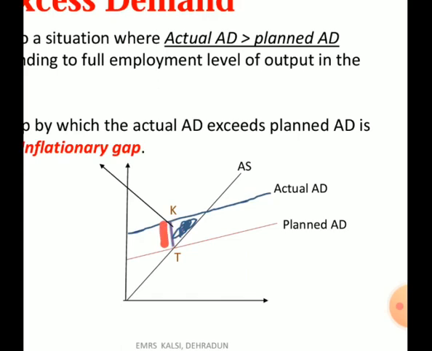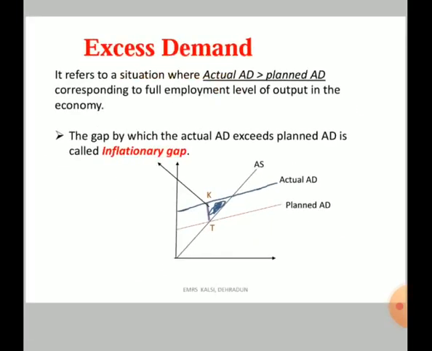This question has come in your exam and might come in the upcoming exam also. You can see the past year paper, this diagram was there, and it was asked what we call the gap KT. So your answer will be that the gap KT is called the inflationary gap.